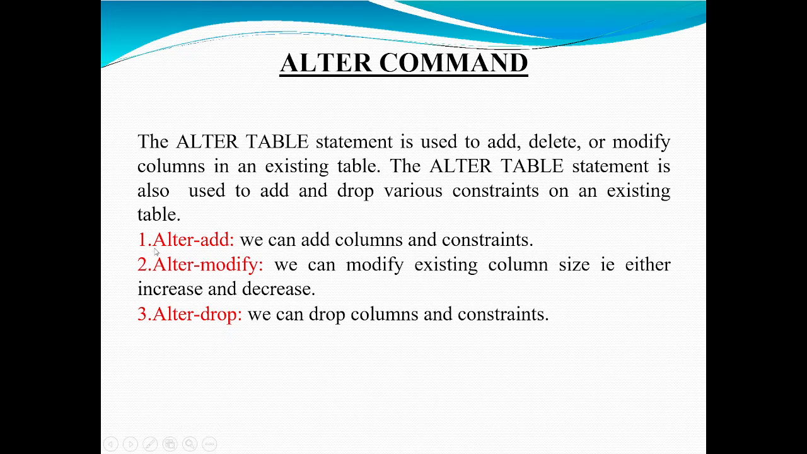Now let us look at this in detail. Alter add, as I said earlier, we are going to use this alter add combination to add columns as well as constraints. Alter modify is specifically used for increasing or decreasing the column size. So we can modify the existing column size, that is, either you can increase its size or decrease its size. Thirdly, the alter drop command is used to drop, that is, to delete columns as well as already existing constraints.